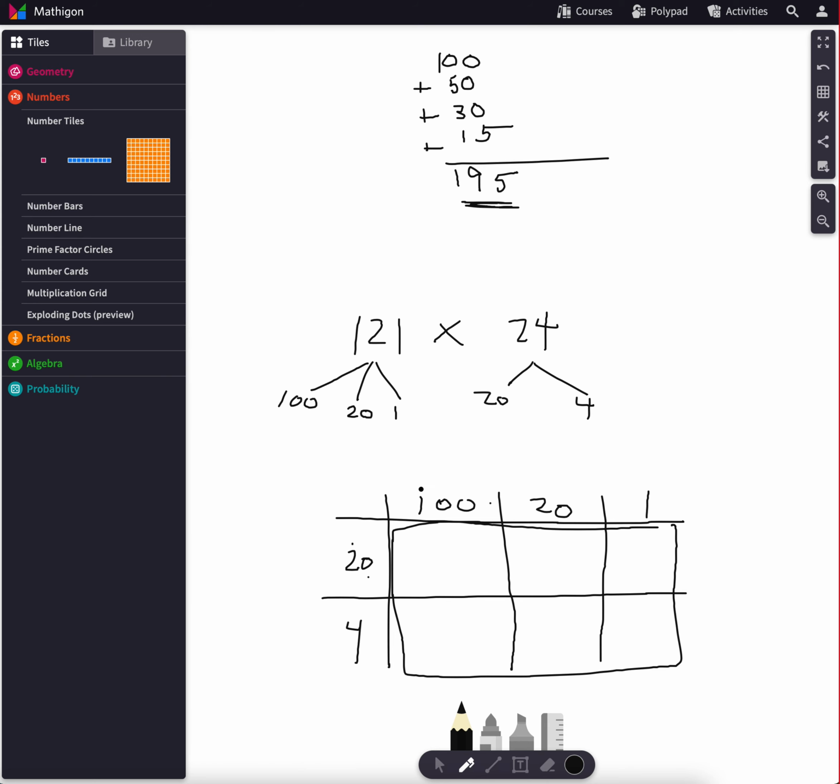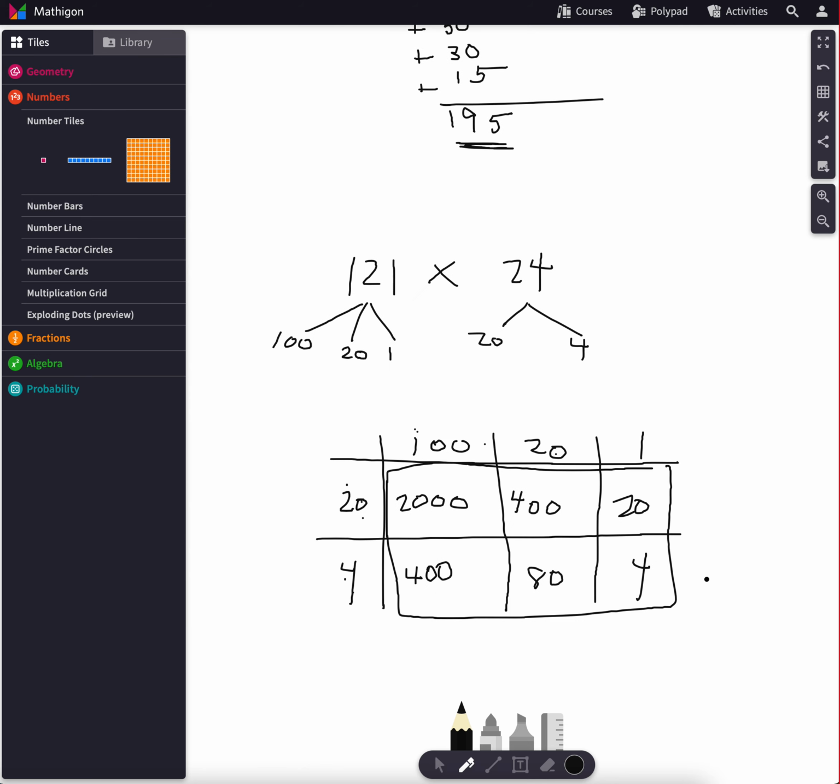Well, that's 2 times 1 with 3 zeros. 1, 2, 3. And 20 times 20, well, 2 times 2 is 4 with 2 zeros. So 400. And 20 times 1 would be 20, obviously. 4 times 100 would be 4 times 1 with 2 zeros, so 400. And 4 times 20 would be 4 times 2 with a 0, so 80. And then 4 times 1 is 4.